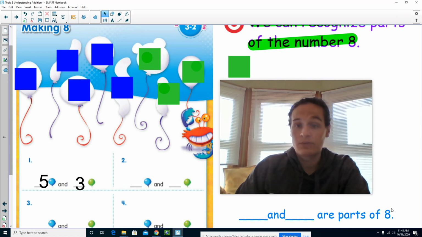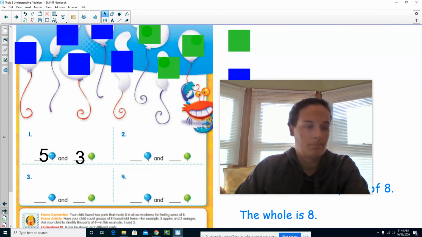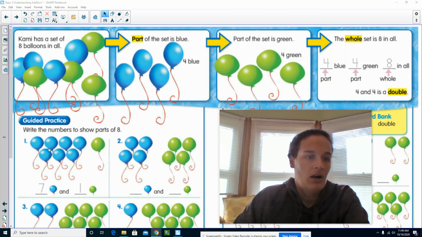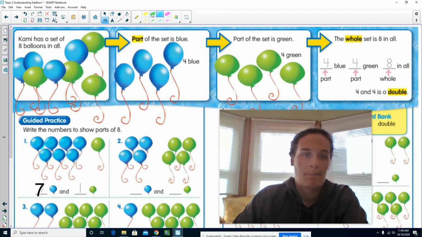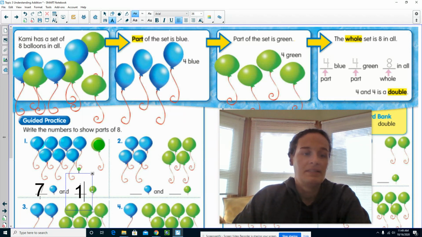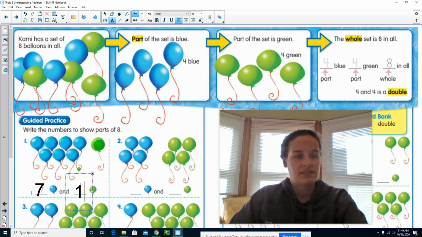We're going to use this sentence frame as we're talking about our problems today. Our first problem here, directions say, write the numbers to show parts of 8. Let's count the blue balloons. 1, 2, 3, 4, 5, 6, 7. Let's count the green balloons. 1. 7 and 1 are parts of 8. Say that with me. 7 and 1 are parts of 8.